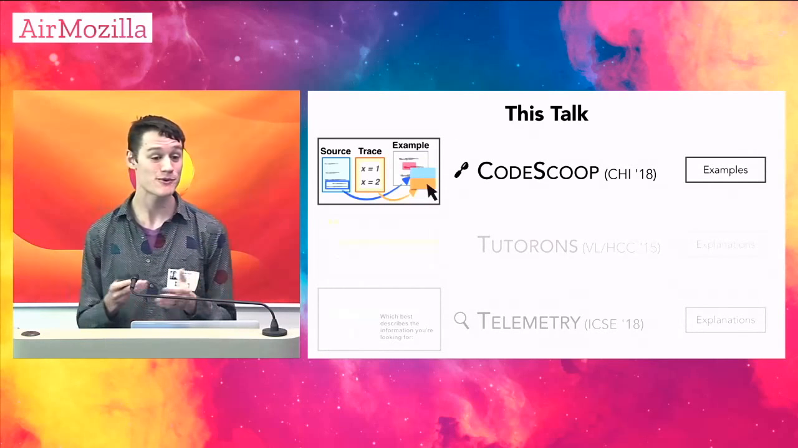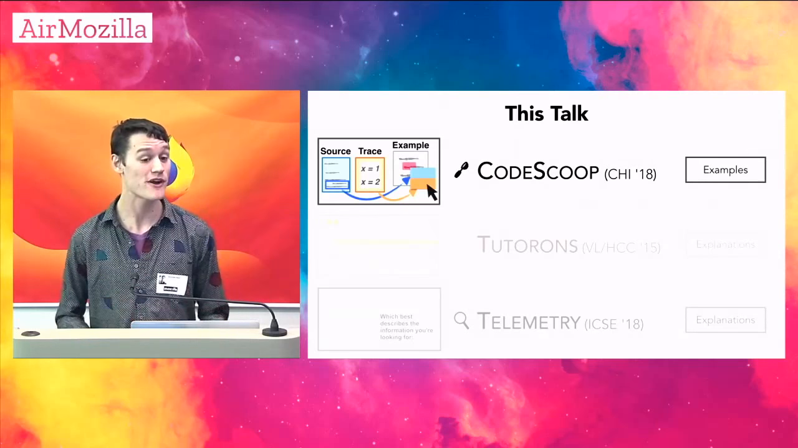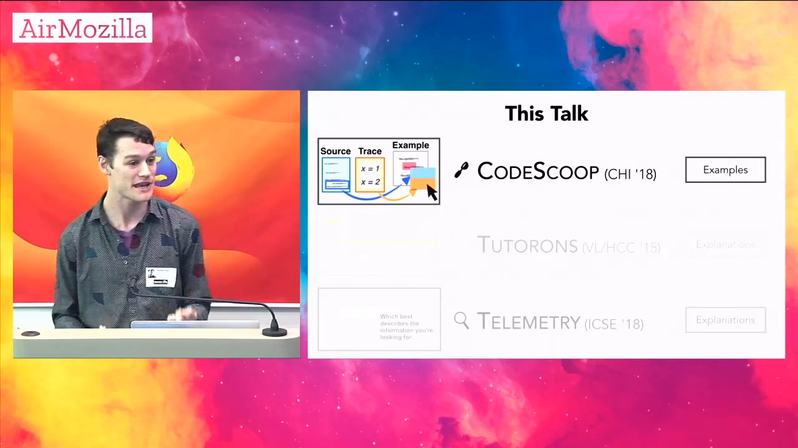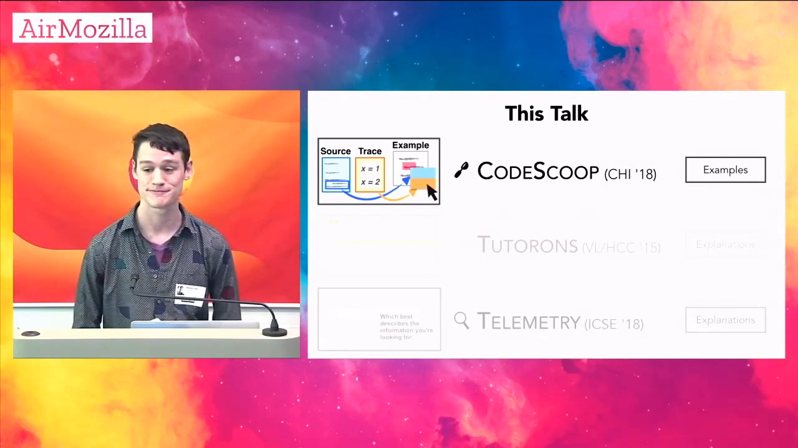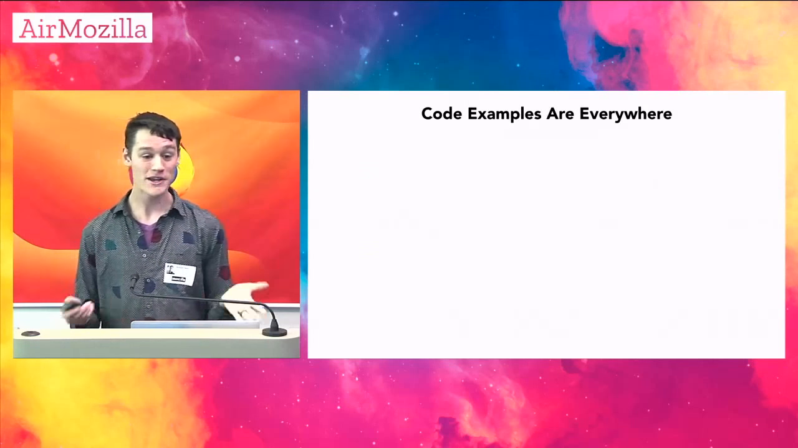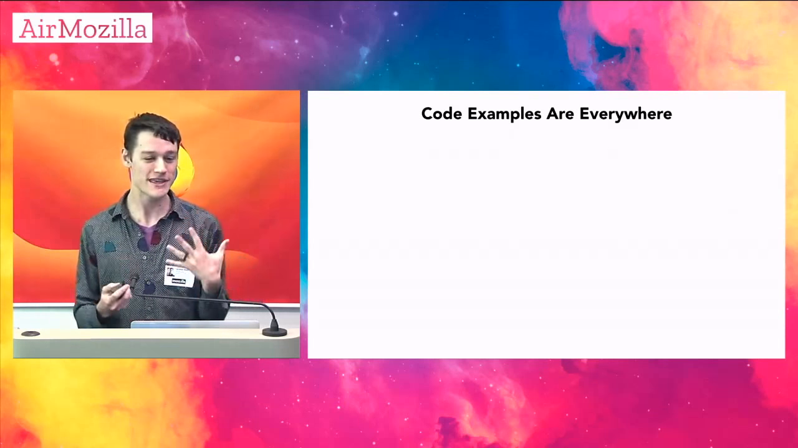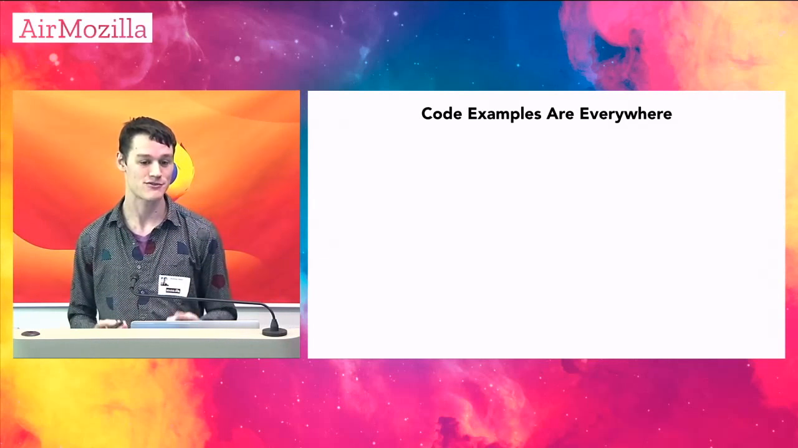So I'm going to lead in with the CodeScoop project, which is all about providing an intelligent assistant to help programmers extract usage examples out of meaningful patterns in their own code. Why did we focus on code examples? Well, code examples are a really great currency of knowledge exchange for programmers.